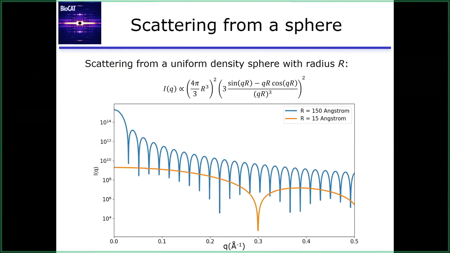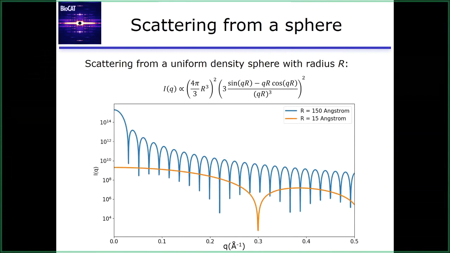This is one of the few things that we can analytically calculate the scattering profile for. This is a sphere. The equation is not terribly important. But what is interesting is I plotted the scattering profiles for 2 very different sizes of spheres. Now these are the same equation, this is the same profile. All I've done is I've changed the radius. And this illustrates, I think, kind of nicely what we mean when we're talking about Q as a reciprocal space vector, as a 1/distance vector.